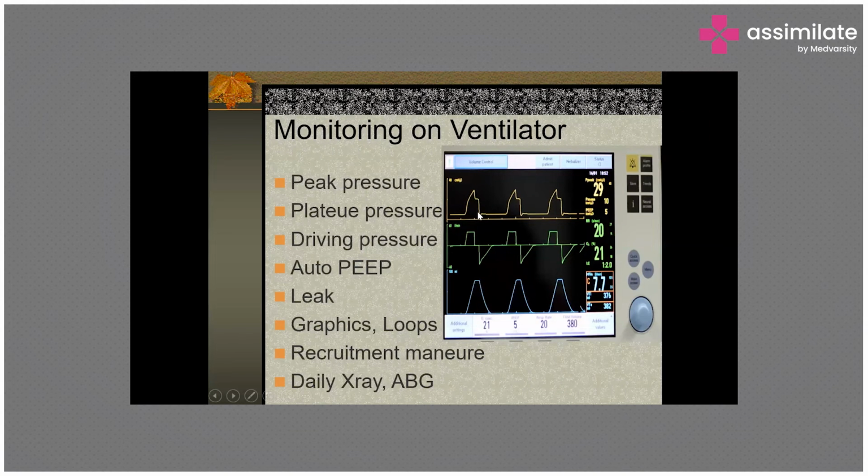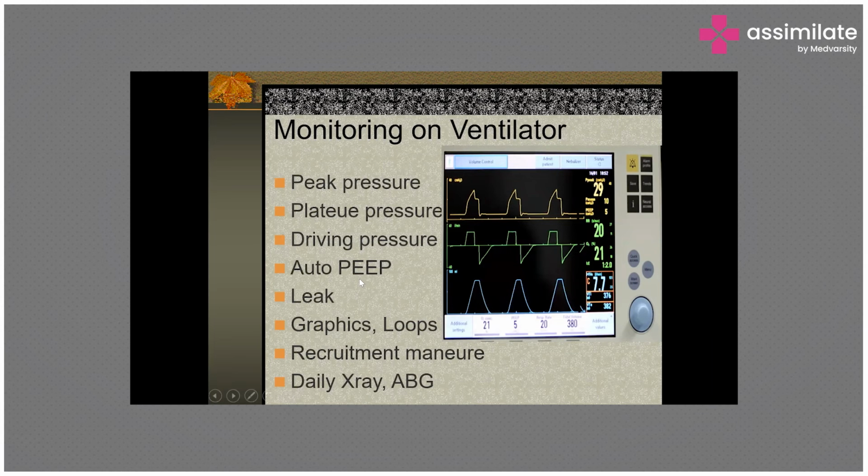The plateau pressure minus PEEP will be driving pressure. It has to be less than 17. It has to be monitored. If the driving pressure is going more than 17, probably this patient's ARDS is worsening. So the second, third, fourth parameter that we need to monitor is auto PEEP, especially in patients with COPD.